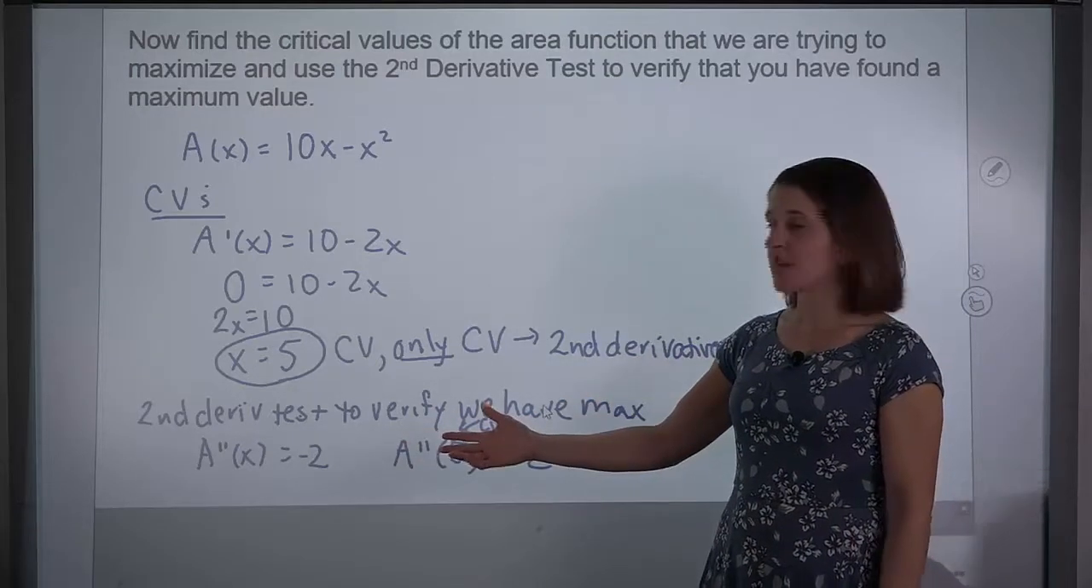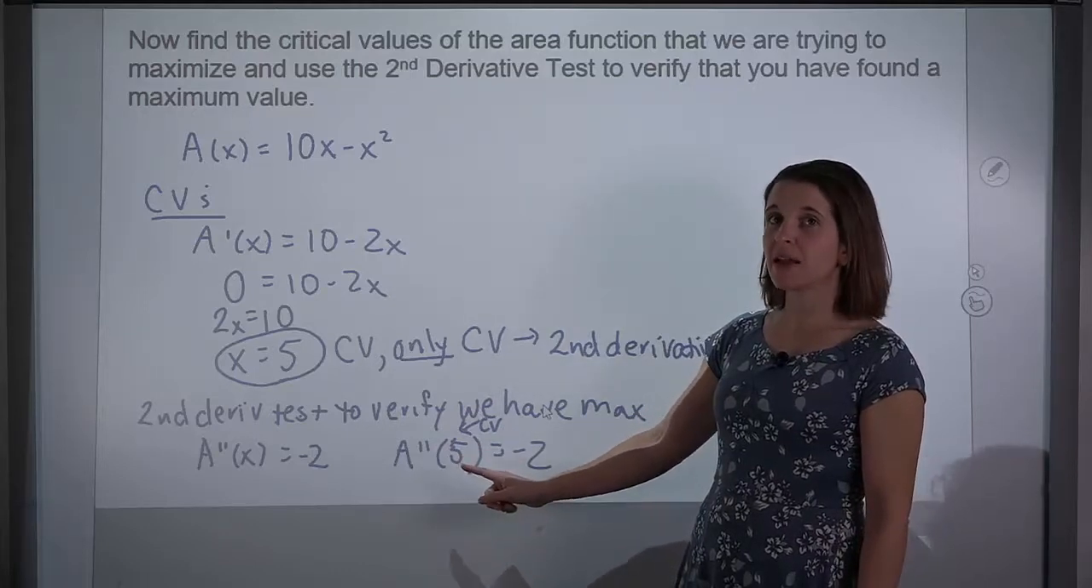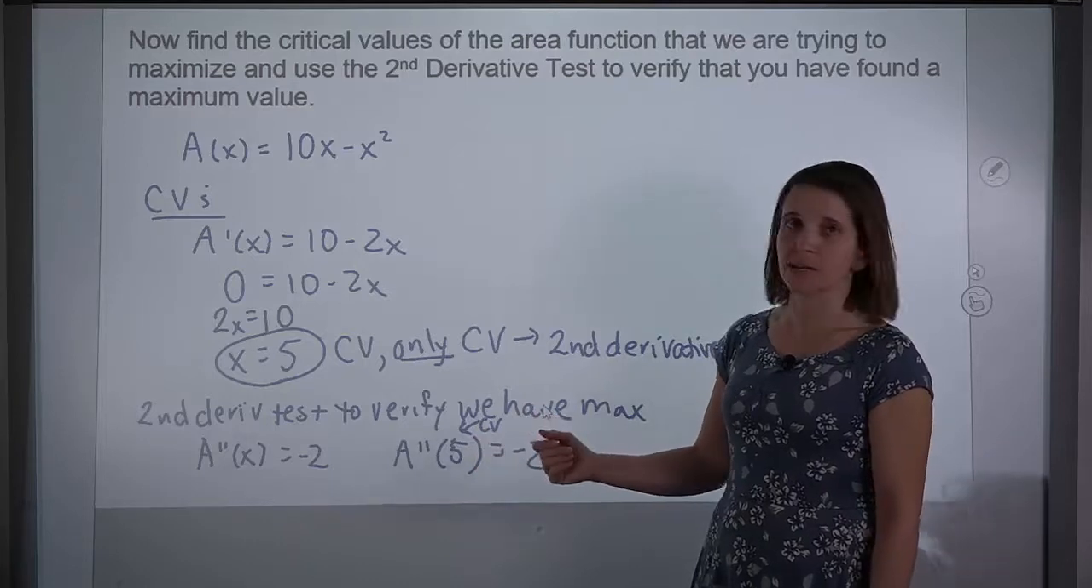Whatever your second derivative is, you then plug in this critical value, which is a possible max or min, to check its concavity to see which one it is. That's the second derivative test in a nutshell.